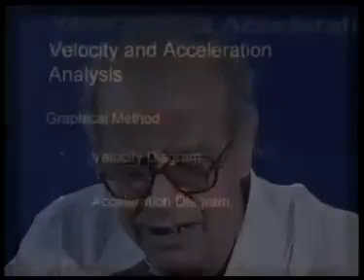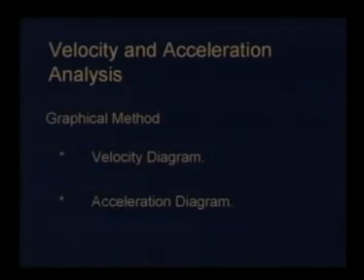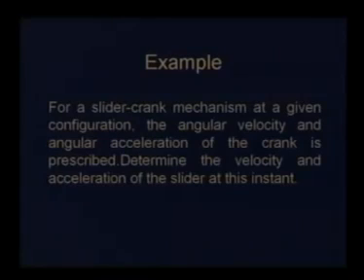So we discuss velocity diagram and acceleration diagram. To bring out the salient features of drawing this velocity and acceleration diagram, let me start with a very simple example. For a slider crank mechanism at a given configuration, suppose the angular velocity and angular acceleration of the crank are prescribed. Our objective is to determine the velocity and acceleration of the slider at this particular instant, that is, at this particular configuration.